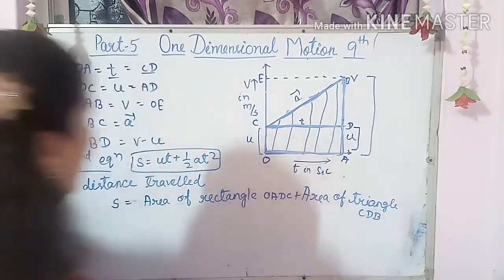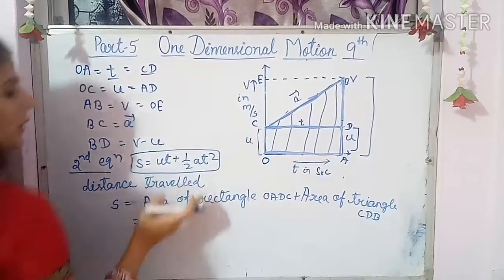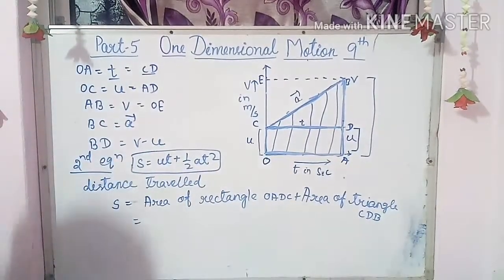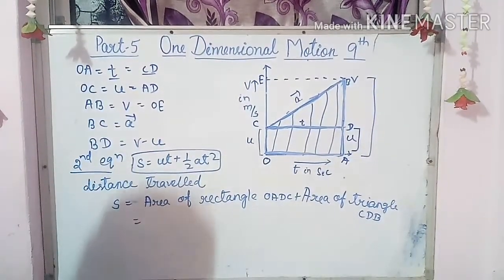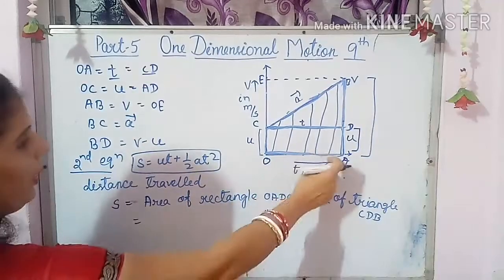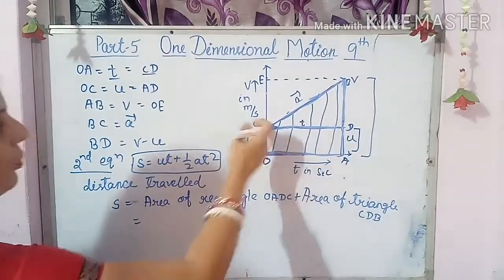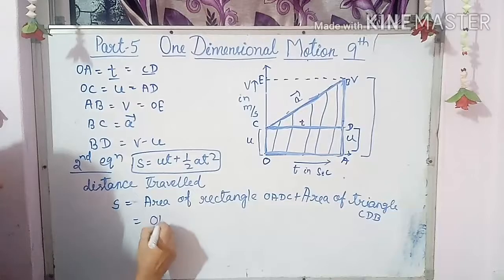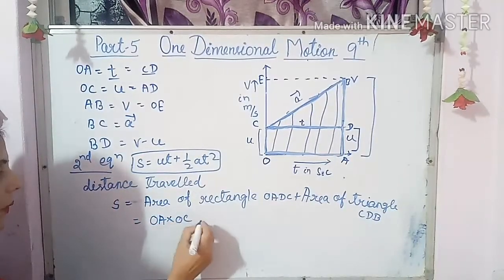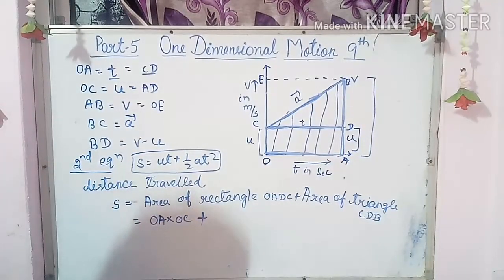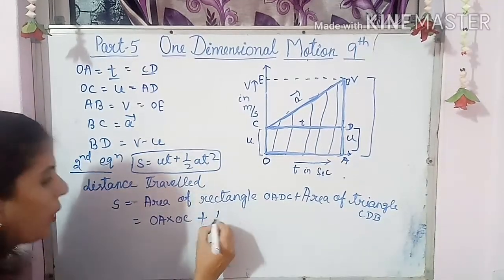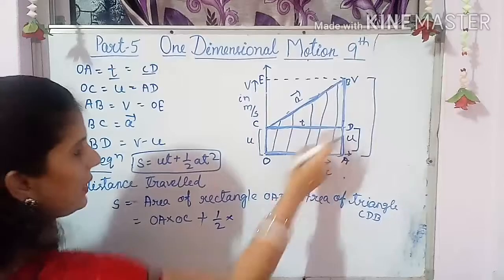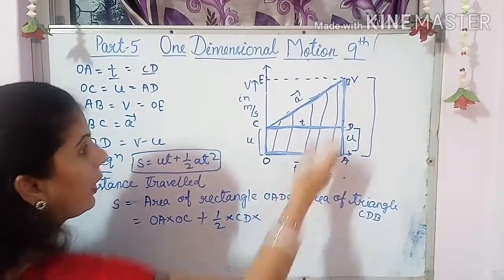CDB. Now as you know, the formula for the area of the rectangle is length into breadth. So what is the length here? OA. What is the breadth here? OC. Now you can put OA into OC, plus, what is the area of a triangle, as you know, children? Half into base into height. So half, what is the base? CD. What is your height? BD.